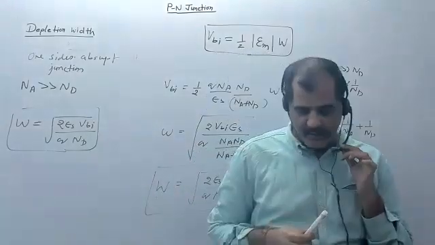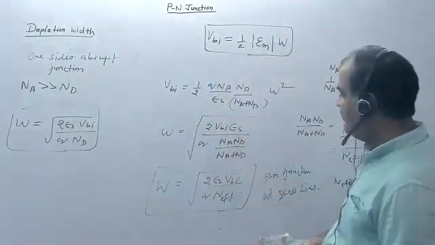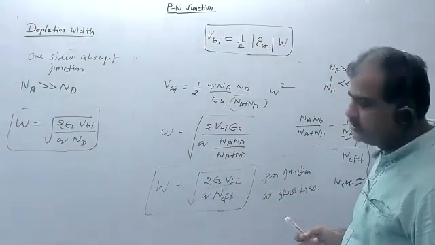Now we'll see what happens when we apply bias to the PN junction.